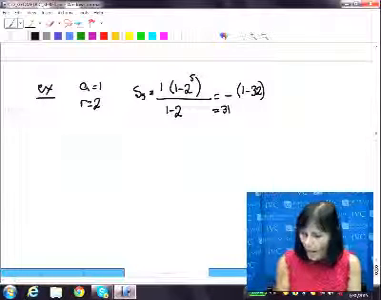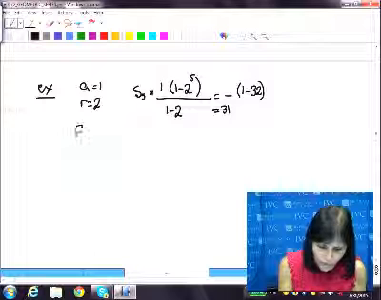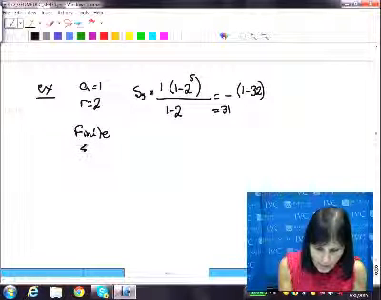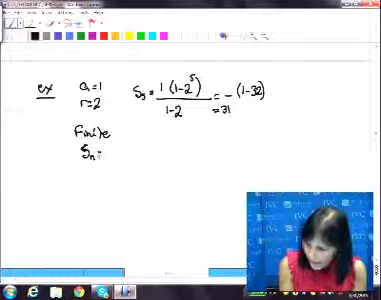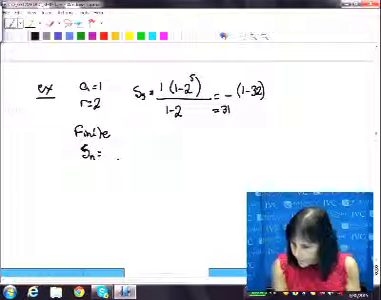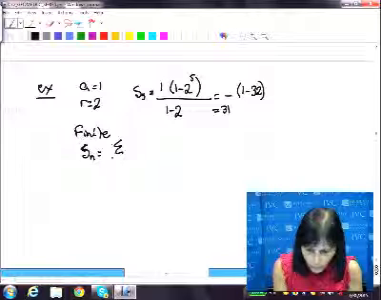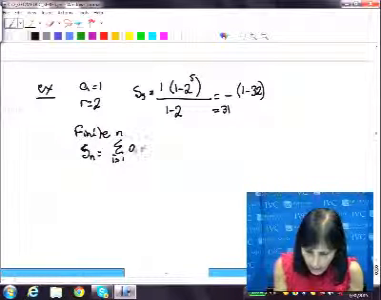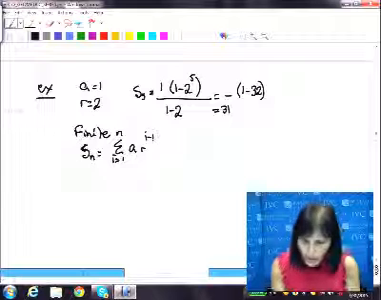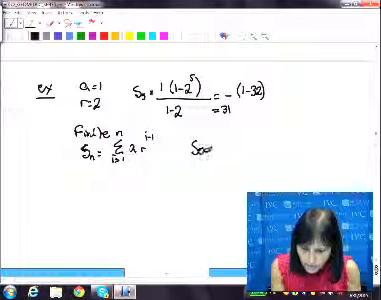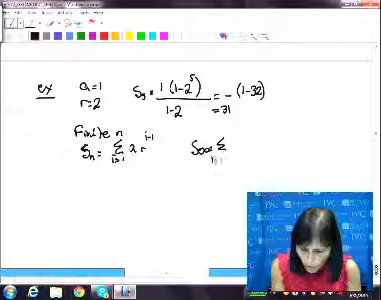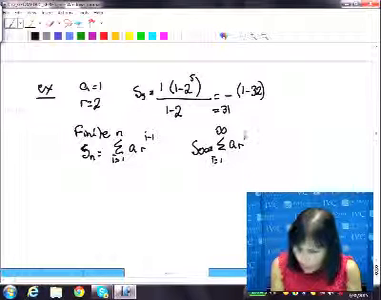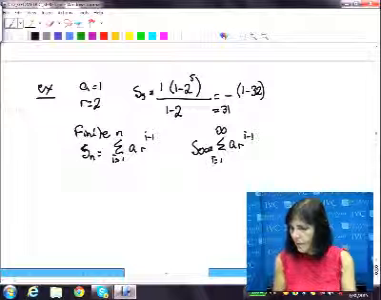All right. So a finite series is going to be shown like this, S_n, and it will simply go from i = 1 to n of a times r to the i minus 1. An infinite series, on the other hand, is going to go from 1 to infinity of a times r to the i minus 1. Okay?